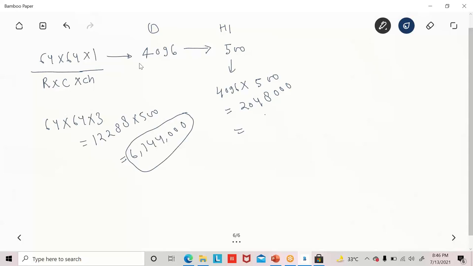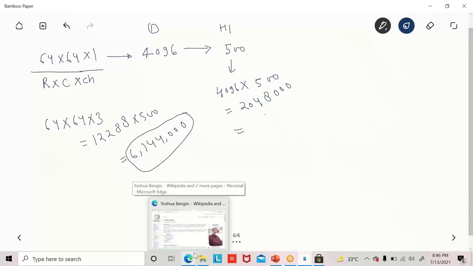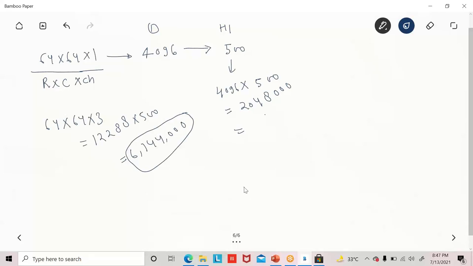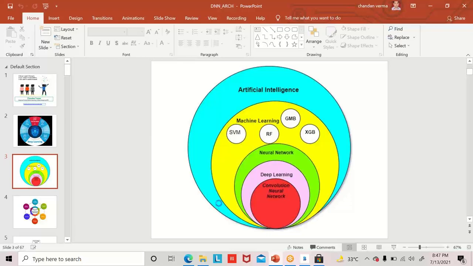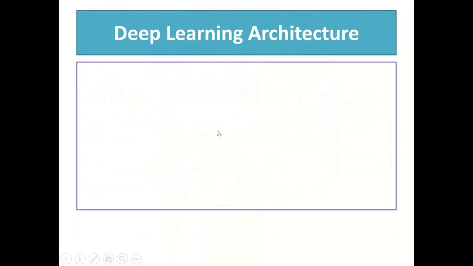To solve this problem. Okay, that is a basic problem. Now we are going to discuss what exactly a convolutional neural network is. We can say that the convolutional neural network is a combination of different layers. Let me discuss what exactly a convolutional neural network is.